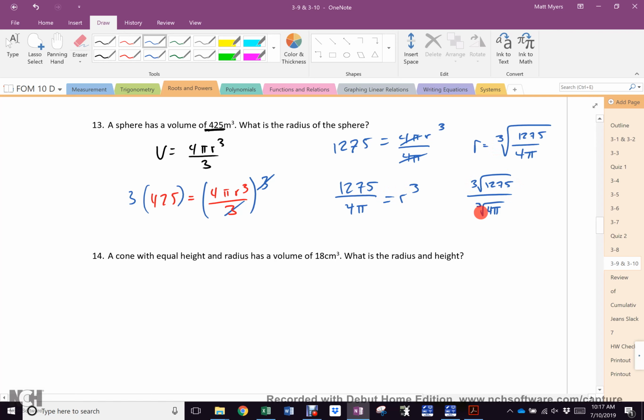Now, I haven't taught you what to do when there's a root on the bottom. So you would have to leave that alone, right? Because pi doesn't have a cube root, and 4 doesn't have a cube root. So the bottom is stuck, but could you fix up the top? We'd break it down, and we'd look for groups of what? 3.